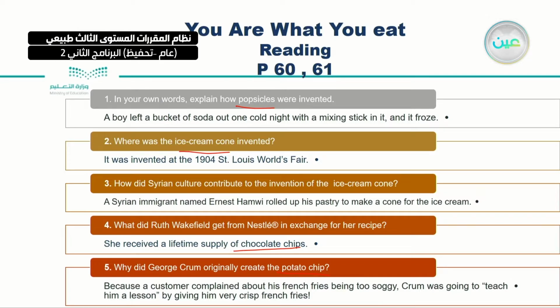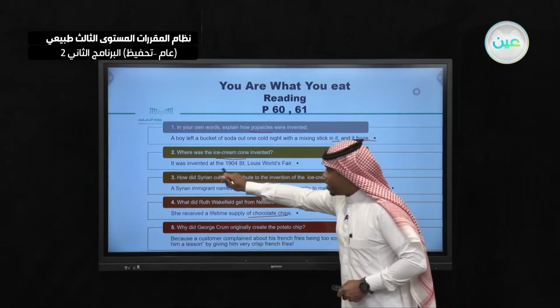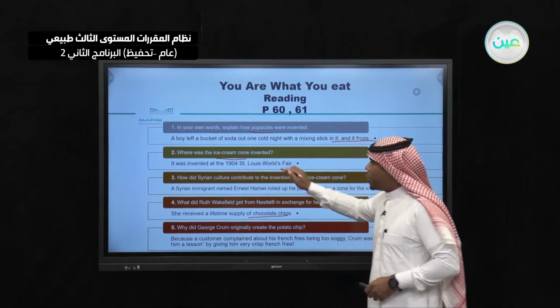Number 1, a boy left a packet of soda out one cold night with a mixing stick in it, and it froze. This is what really happened, and popsicles were invented, accidentally of course. Number 2, where was the ice cream cone invented? Here we are looking for a place. It was invented at the 1904 St. Louis World's Fair.